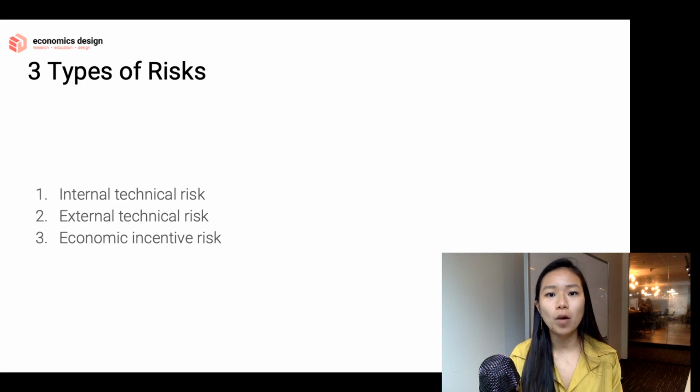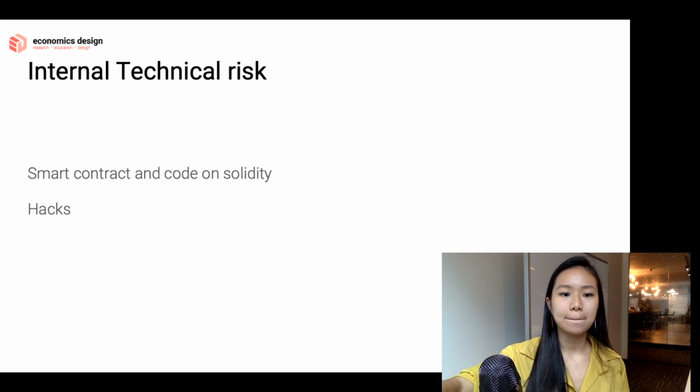So let's talk a little bit more about the risk. I talked about it a bit just now. Well, let's talk a little bit more in depth. There are 3 types of risks in crypto systems: internal technical risk, external technical risks, and the economic incentive risk.